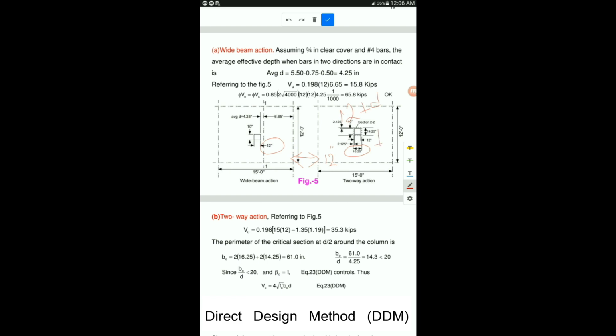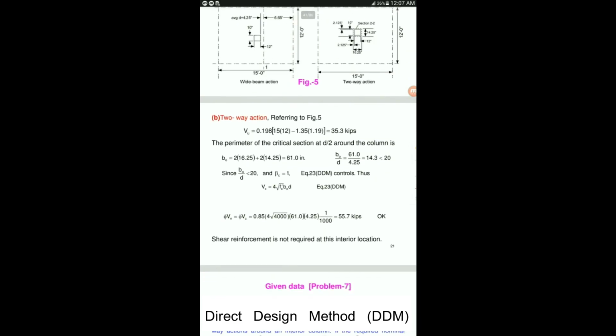In a similar way, the column dimension here plus d. So 12 inches plus d, the value of d is 4.25, this becomes 16.25. In the same way, the column dimension in the other direction is 10 inches, and you have to add the value of d to that. So 10 plus 4.25 will give you 14.25 here. So basically the dimension values for this critical perimeter are 16.25 and 14.25. These have been converted into feet in the next slide. Here these have been calculated in feet by dividing by 12.